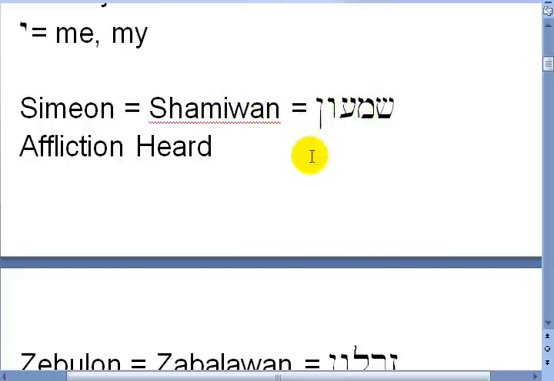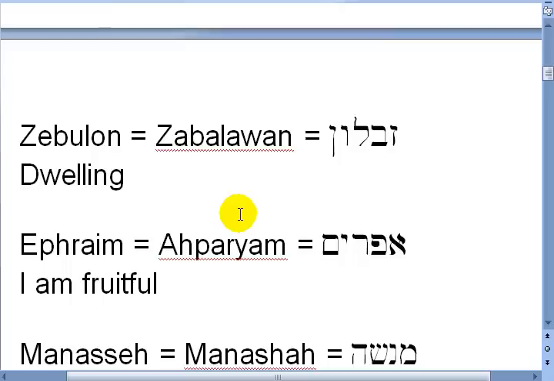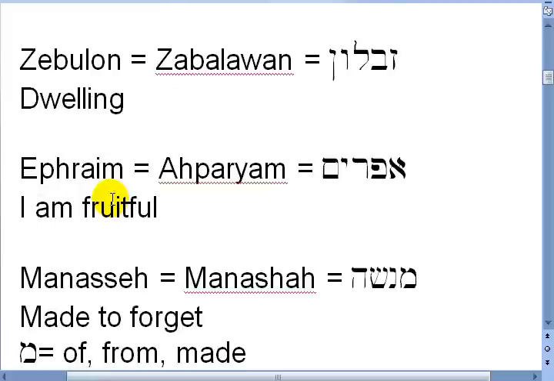All right, so the next one is Simeon, Shemaiyon. Shemaiyon, Simeon, is affliction heard. That's how you say Shemaiyon or Simeon, which is affliction heard. The next one is Zebulon, Zabalayon. Zabalayon is dwelling.